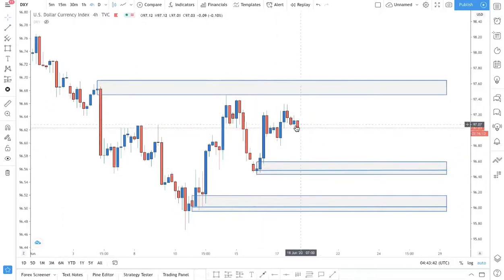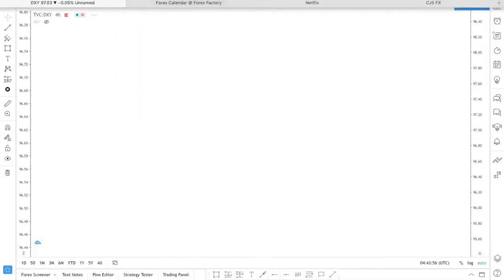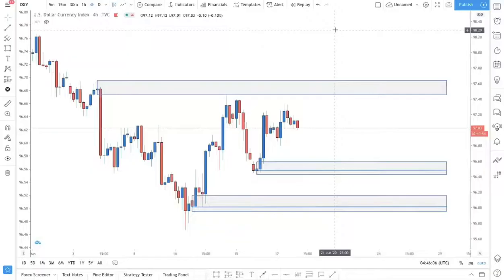Price is still around here, so we never know whether it's going to push to the upside, a fake out, before you can see it come back to this demand zone right here. But I expect the price to move a little higher to this zone right here before you can see the push to the downside.